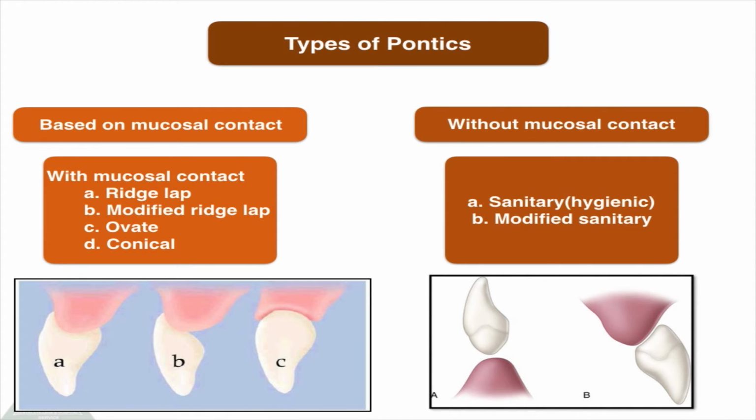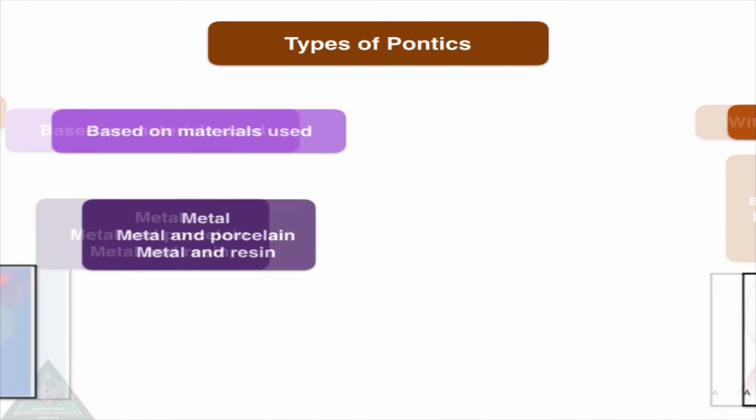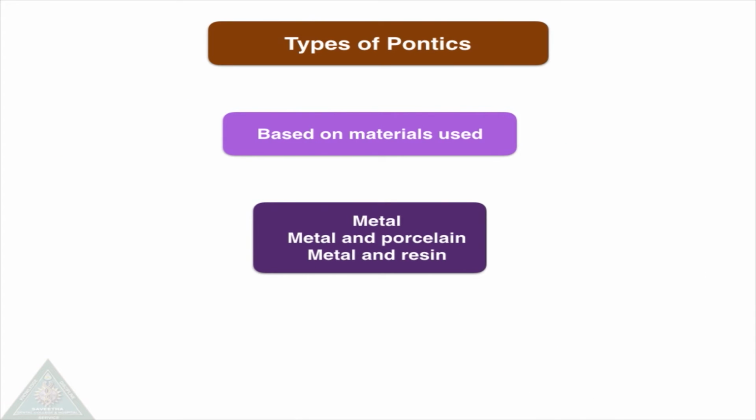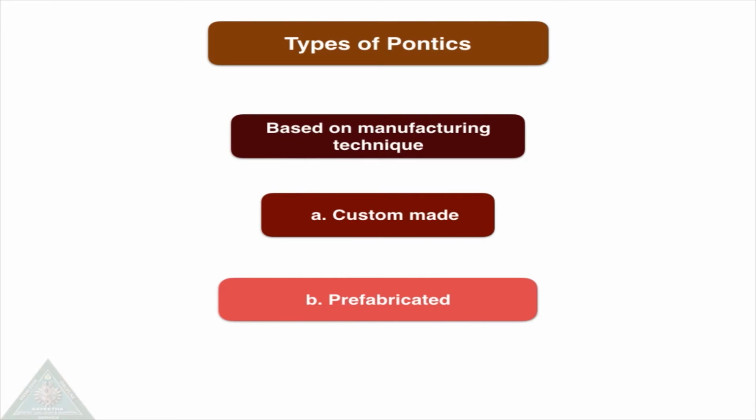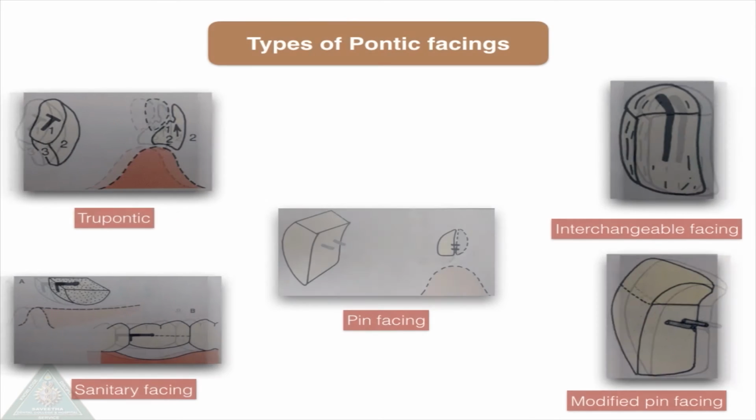Based on mucosal contact, the pontics can be classified as ridge lap, modified ridge lap, ovate, and conical. And sanitary and modified pontics do not have a mucosal contact. Based on the materials used, they can be classified as metal ceramic pontics, all ceramic pontics, metal pontics, and based on the manufacturing technique, they can be categorized into custom-made and prefabricated pontics.